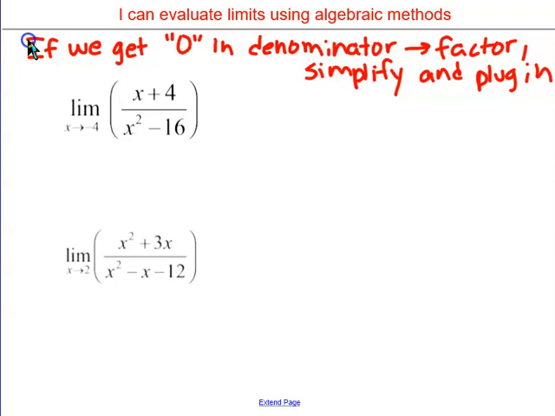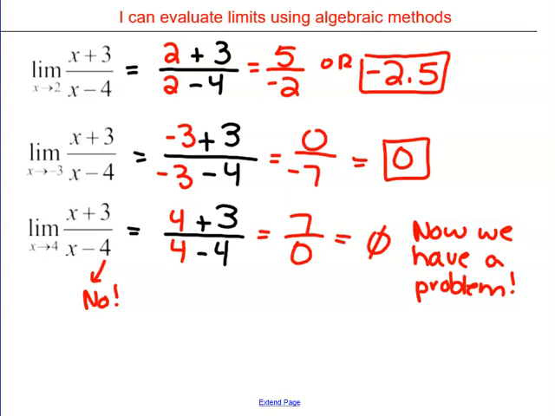So, if we have x plus 4 over x squared minus 16. If I plugged in negative 4 squared minus 16, I would get 0 in the denominator. So that would be does not exist. In the last case here, that's our solution. Just doesn't exist, because there's nothing we can do about that.